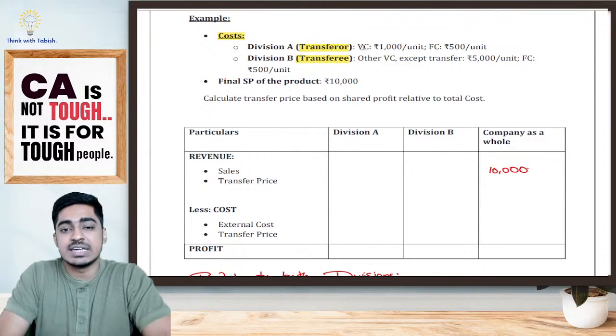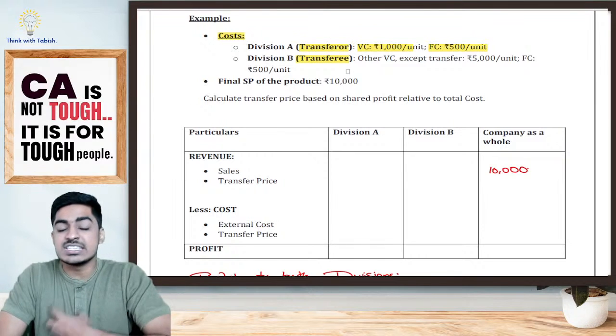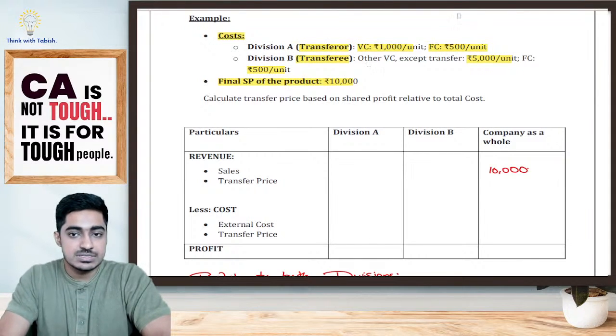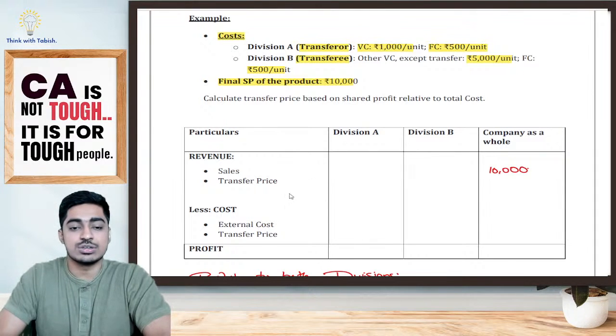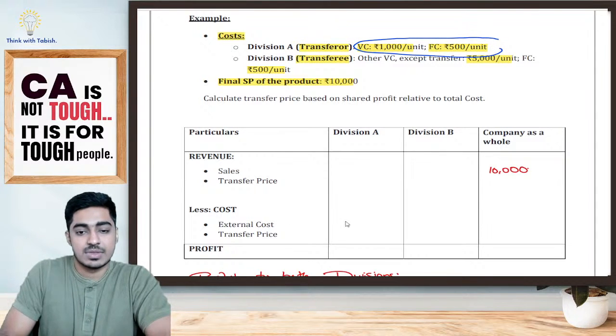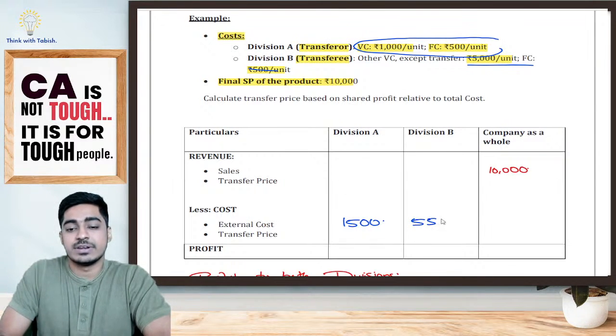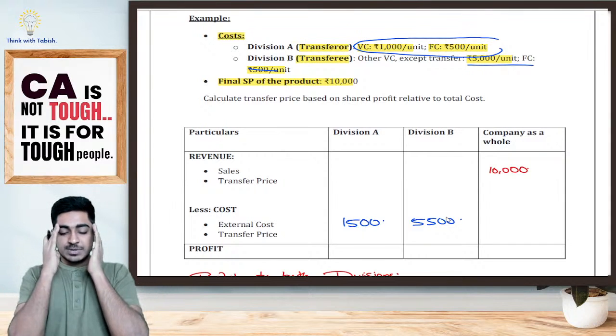Suppose we have transferor division and transferee division. Transferor is incurring a variable cost of 1000 rupees, fixed cost of 500 rupees. Transferee division is incurring other variable cost of 5,000 and fixed cost of 500. Final selling price is 10,000. So firstly, what all is the cost? Transferor division is telling my cost is 1,500 rupees. Transferee division is telling my cost is 5,000 plus 500, that is 5,500. Now we are looking at the perspective of the company.